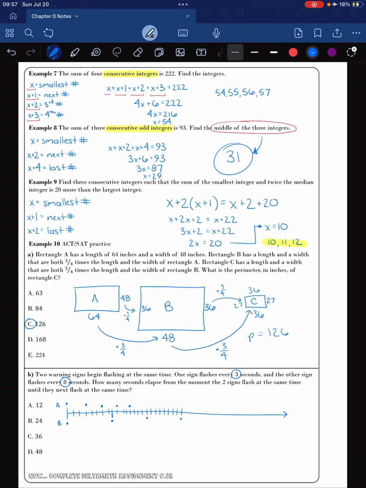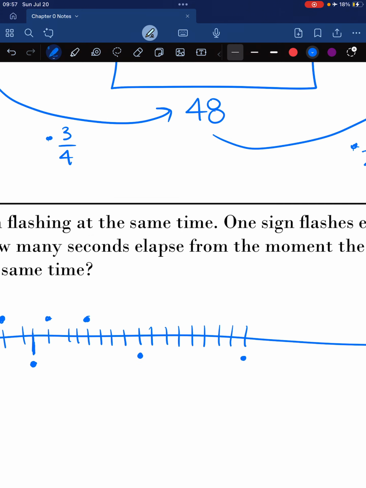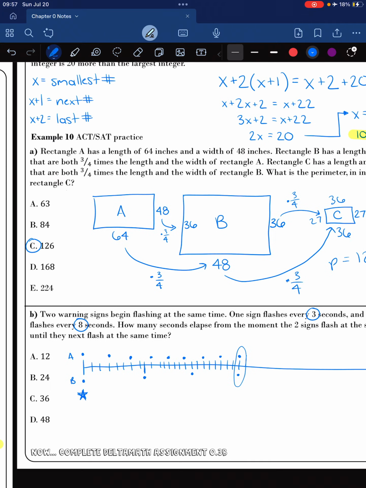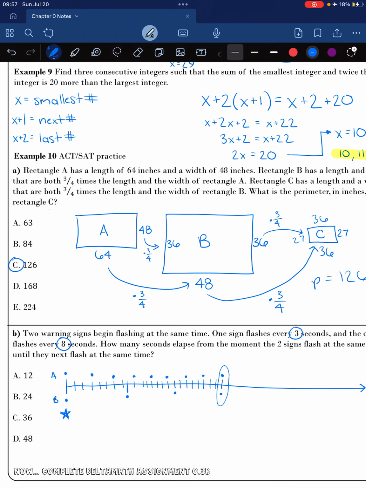How many seconds elapse from the moment the two signs flash at the same time? So that was right here. They both flash at the same time. How many seconds elapse from then until they flash at the same time again? So I just need to keep doing this pattern until I see that they flash at the same time. So the top one's every 3. 1, 2, 3. 1, 2, 3. 1, 2, 3. 1, 2, oh, and I just got lucky. I ended right when they flash at the same time.